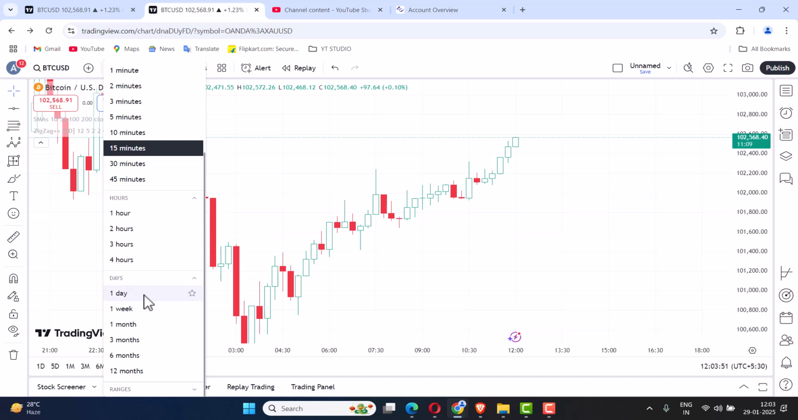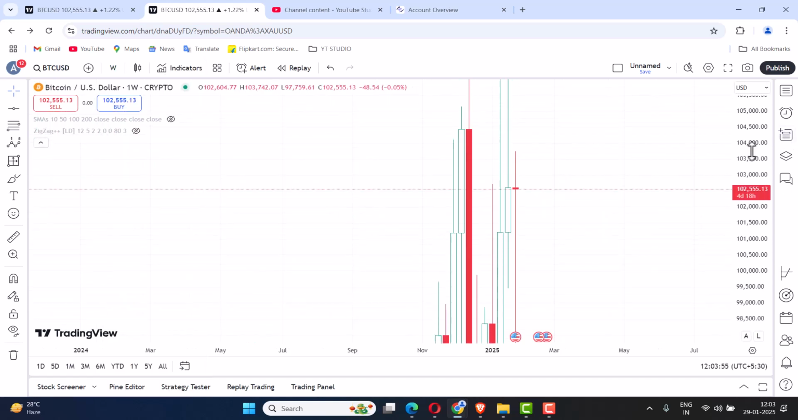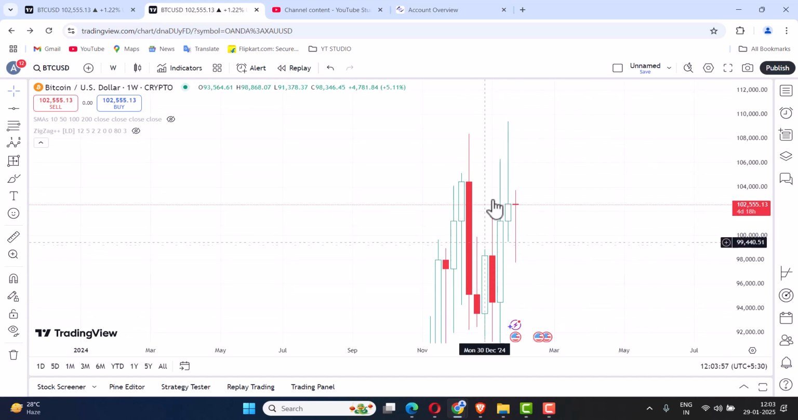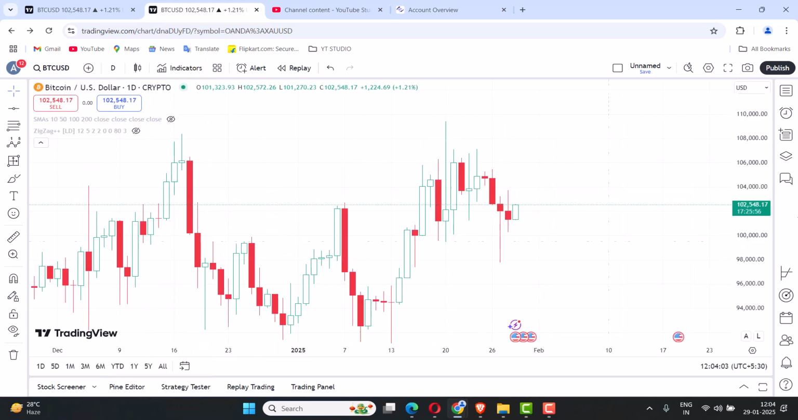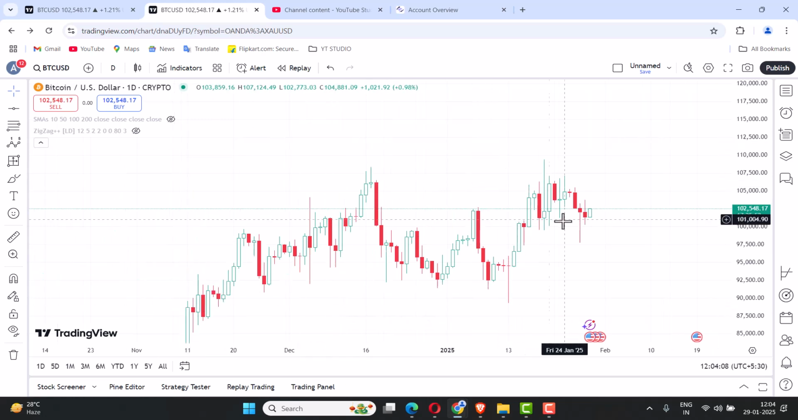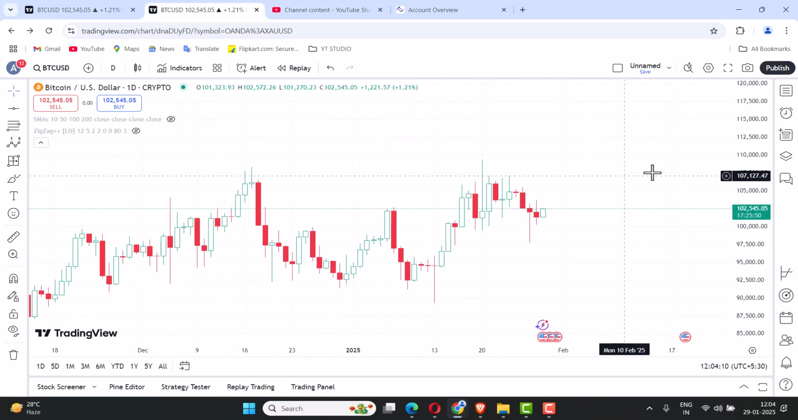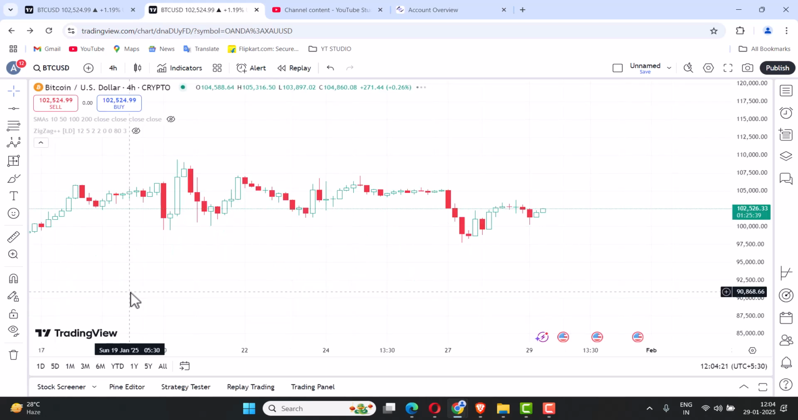If you want me to show you the structure, this is the weekly. So you can see it's not that clear. We're sort of consolidating on the weekly, like range bounding, pushing lower, pushing up. So we're sort of stuck in this range. As of now, you can see the price is trying to push back up higher. Okay, and the 4 hour.